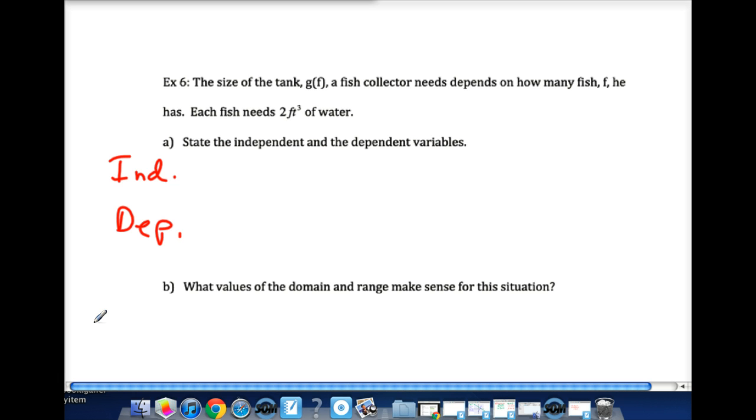Say it the other way. The number of fish he has depends on the size of the tank. That does sound right. It kind of makes sense, but doesn't make as much sense as the other way. So the dependent is the G of F, or the size of tank. The independent one is the fish, or the F.